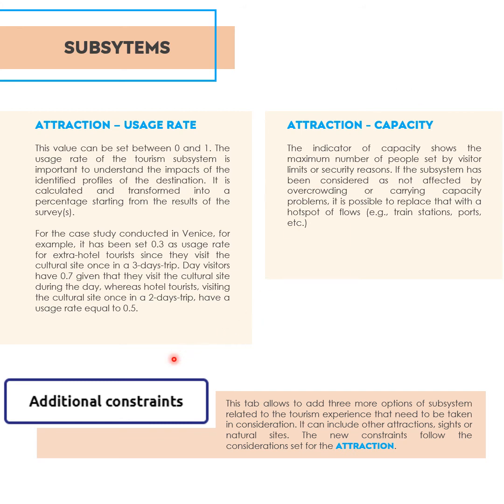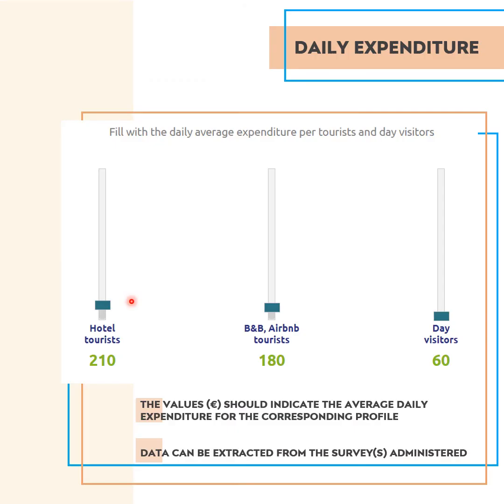At the bottom of the page there is an extra button, Additional Constraints, that allows to add up to 3 more options with the same ratio of the attraction. It can include, for example, other attractions, sites, or natural sites. Pressing Continue, the last section to be filled will be the following.